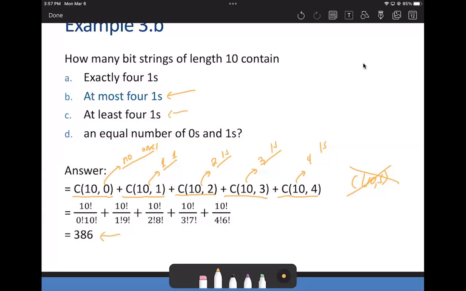So what about for at most 4 ones? So what do you think? Paano kaya natin to isosolve siya? Ano naman kaya to? Any idea?